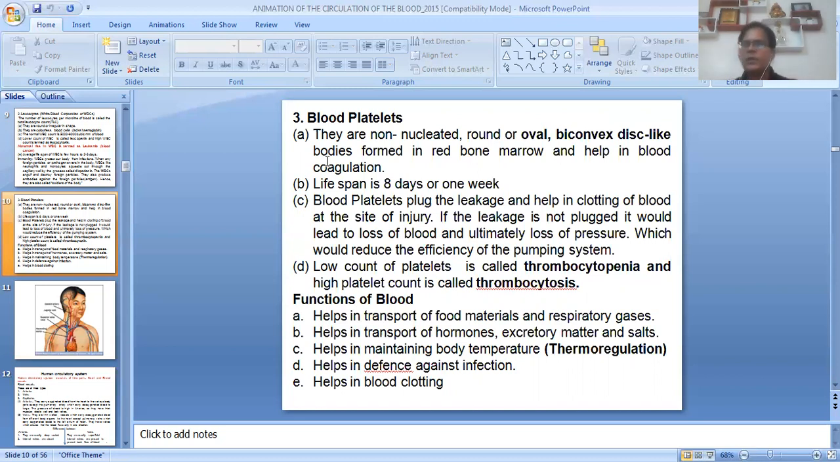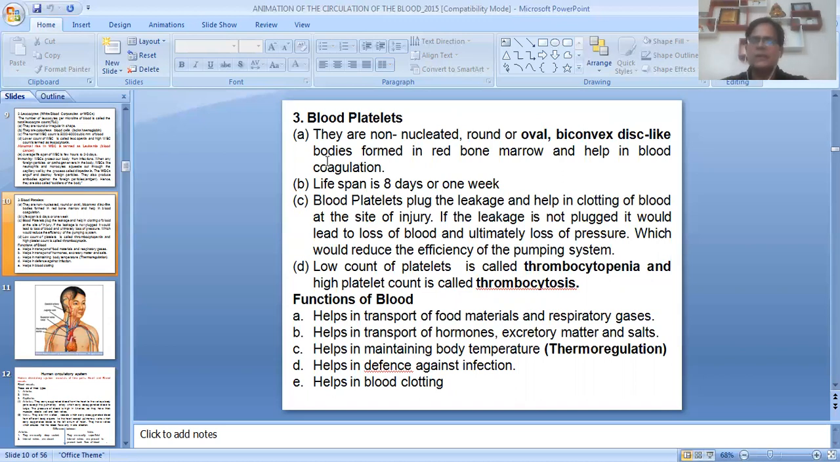Blood platelets plug the leakage and help in clotting of blood at the site of injury. If you get a wound or an injury, blood platelets go there. If the leakage is not plugged, it would lead to loss of blood and ultimately loss of pressure, which would reduce the efficiency of the pumping system. A low count of platelets is called thrombocytopenia, and a high platelet count is called thrombocytosis. Two very important words: thrombocytopenia and thrombocytosis.